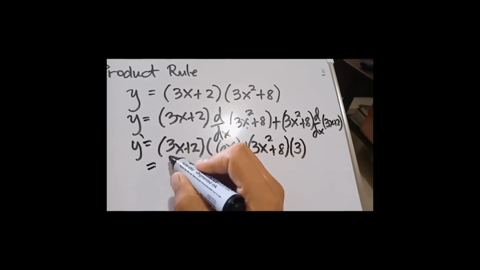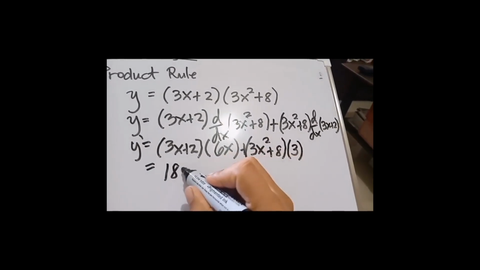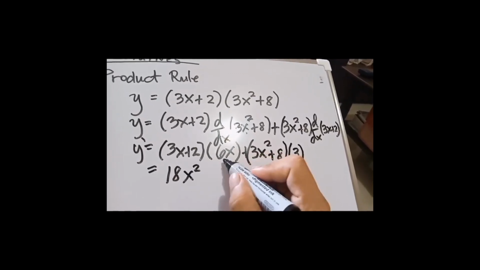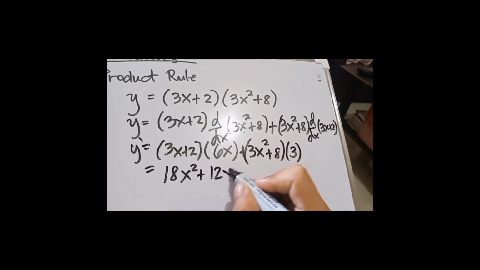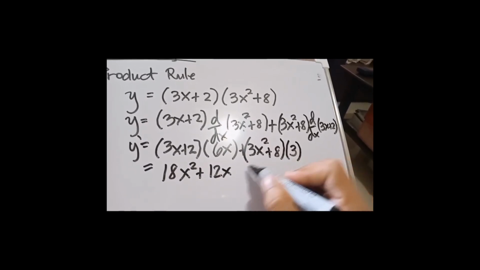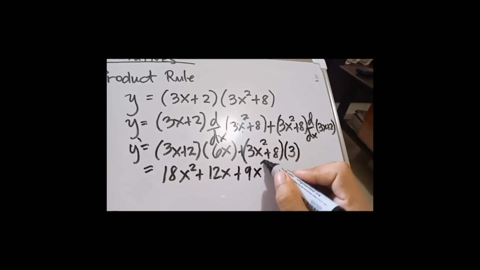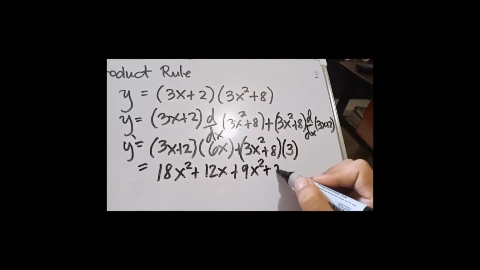6 times 3 is 18. X times x is x squared. Then, 2 times 6 is 12x. Then, 3x squared times 3, or 3 times 3, that will be 9x squared. 8 times 3 is 24.